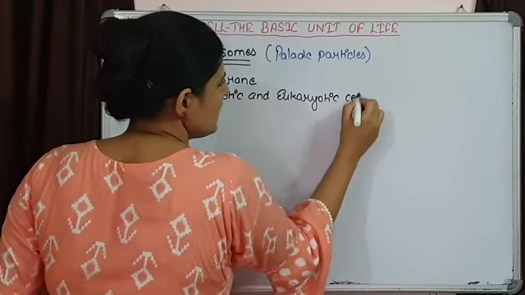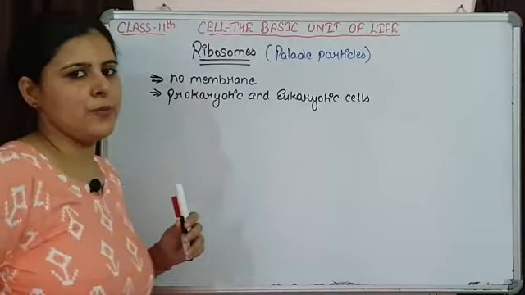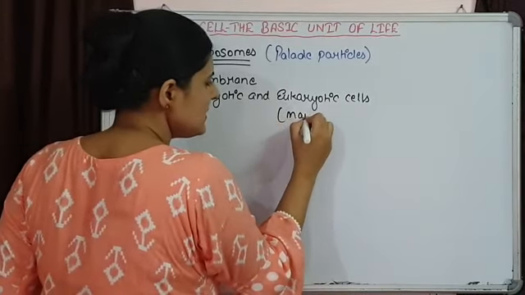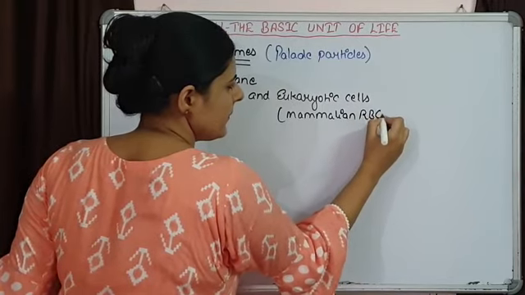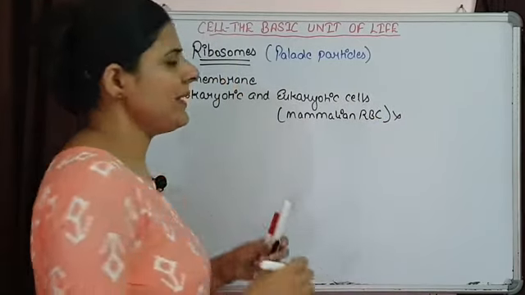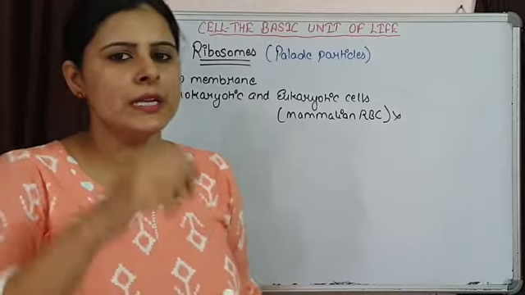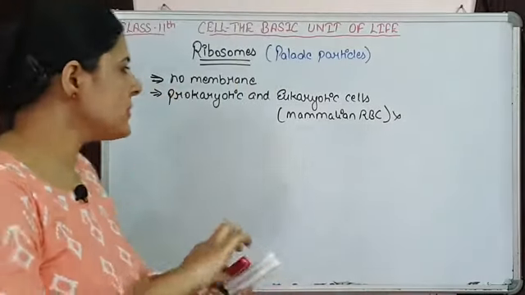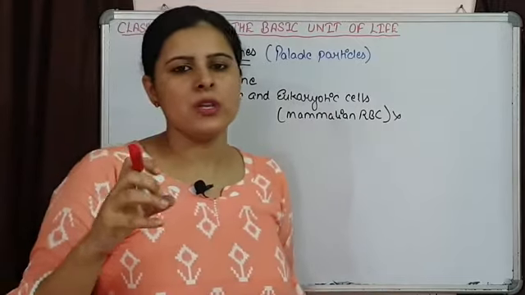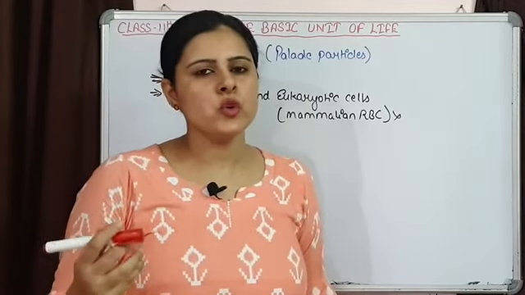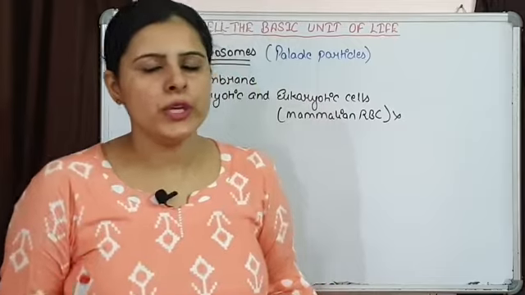Again, an exception is here: mammalian RBCs are not going to have ribosomes. Mammalian RBCs में ribosomes नहीं होते हैं. Now the ribosomes that are present in prokaryotic cells are somewhat smaller, different from the ribosomes that are present in the eukaryotic cell.